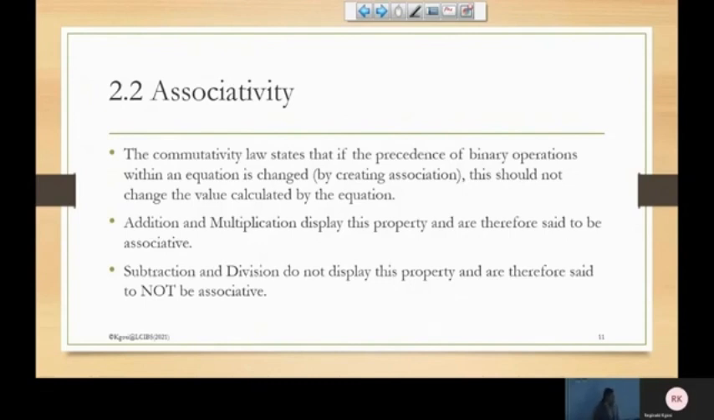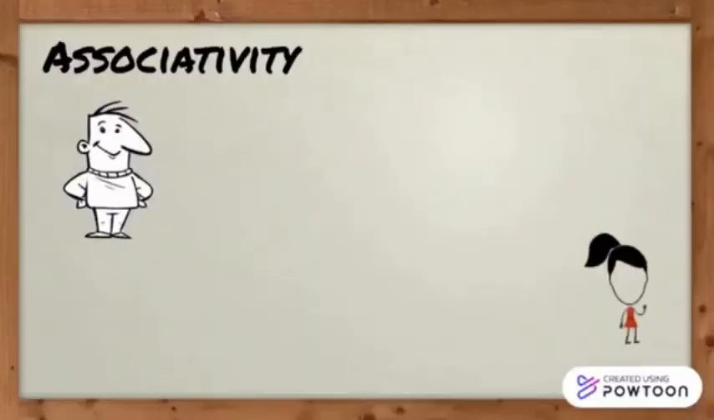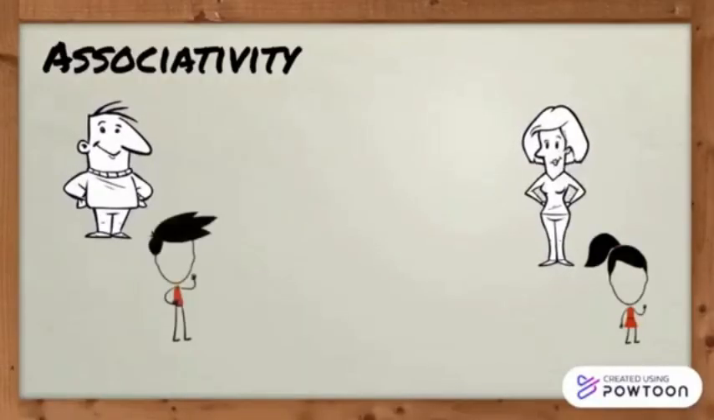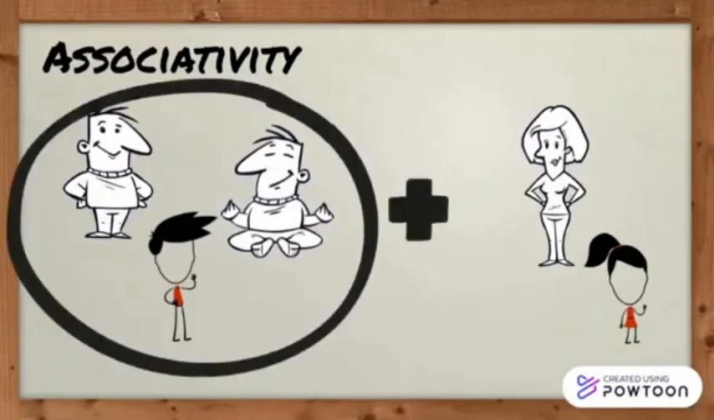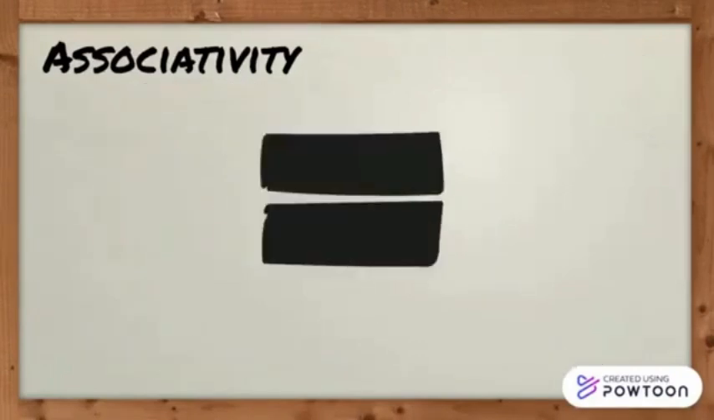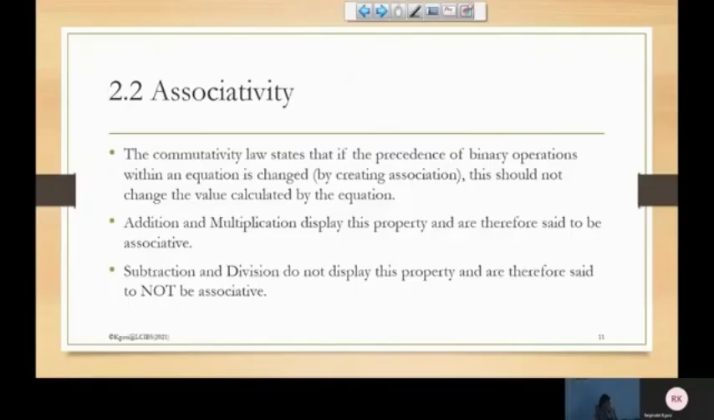When you associate, you're basically saying you want these ones to be seen as if they are one thing. You do that by putting them in brackets and giving them precedence. If you remember PEMDAS or BODMAS, whatever is inside the brackets is done first. It's associated, it becomes one. So we are saying here again that addition and multiplication are associative because they display this property, whereas subtraction and division are not.